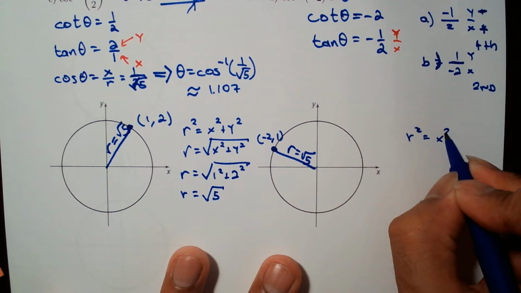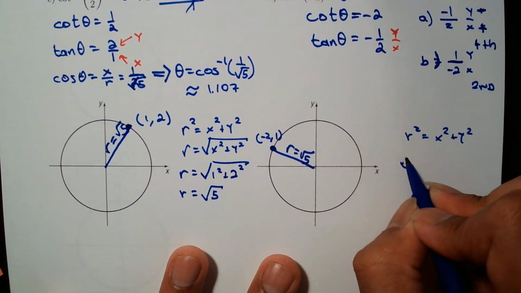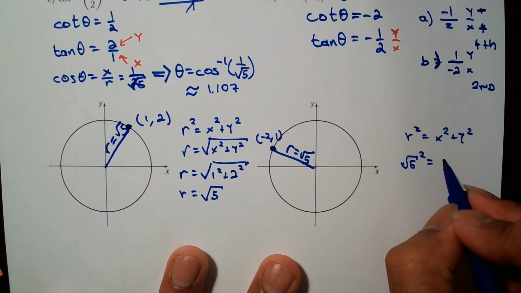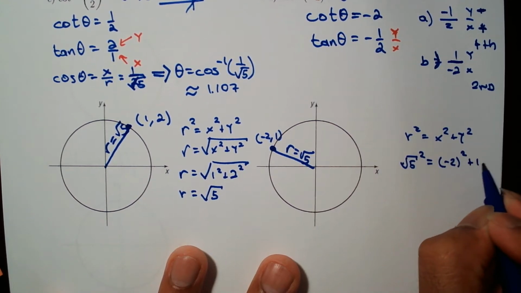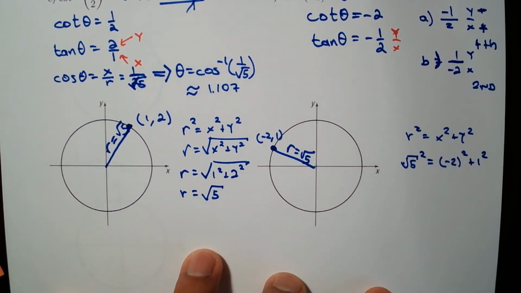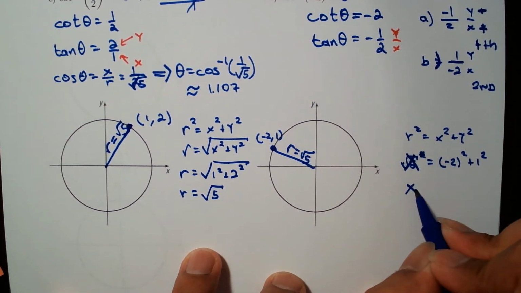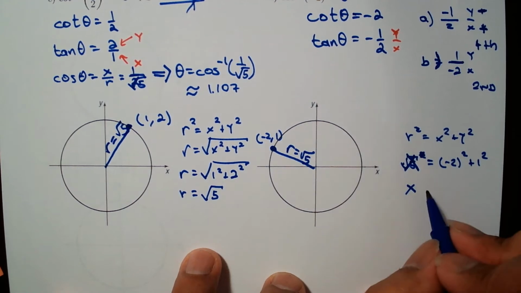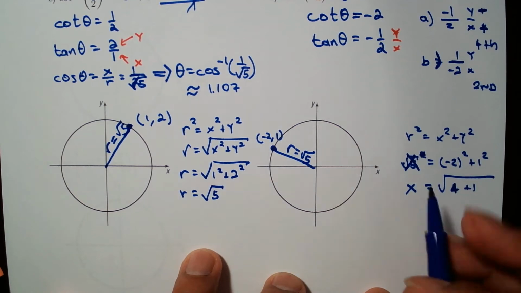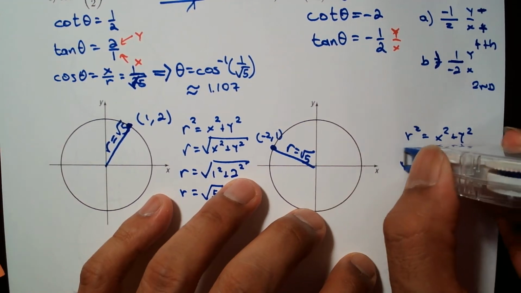R squared equals x squared plus y squared, and r squared, which is the square root of 5, quantity squared equals x squared, which is -2 quantity squared plus 1 squared. All right, and root of 5 squared. Well, actually, we need to figure out. Never mind, I was using something we were supposed to figure out. Never mind. X, or actually r, not x. Let me fix this.